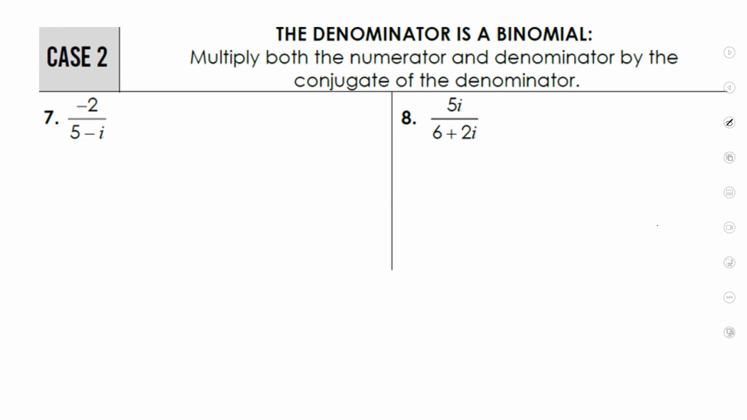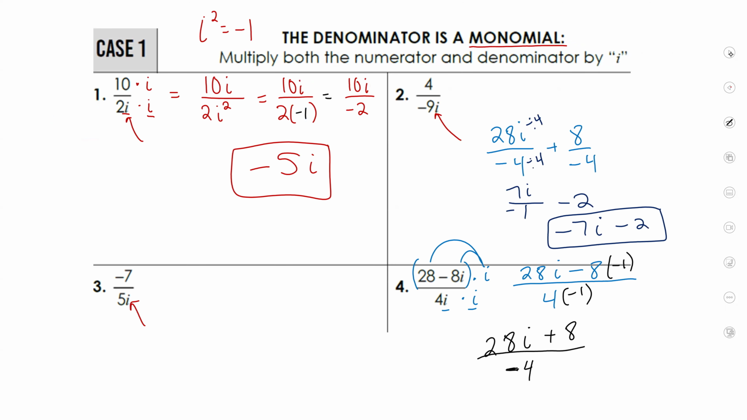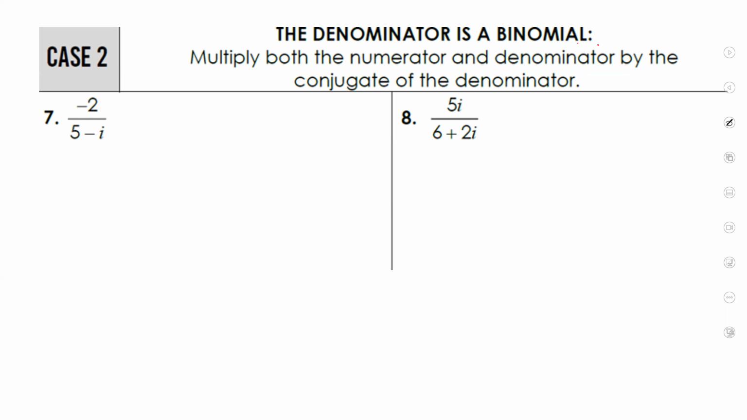So our previous case, you had a monomial in the denominator, meaning you just had one item. You just had one thing in the denominator. Now let's look at the second case where you have a binomial in the denominator. Bi means 2, just like a bicycle has 2 wheels. Binomial means you have 2 different terms. Okay? Whenever you have a binomial in the denominator, you're going to multiply by the conjugate of the denominator.